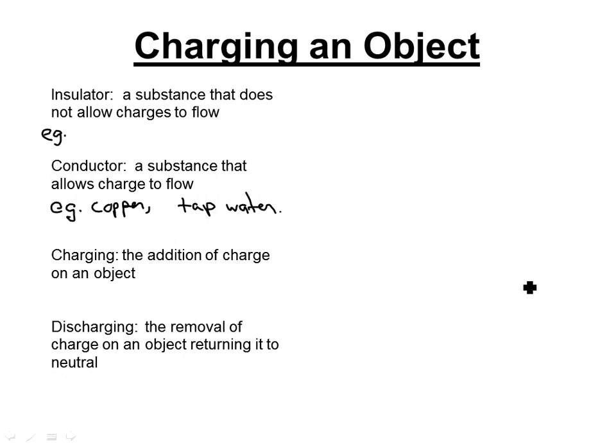Yep. Minerals. Minerals, if it comes out of the ground. And those minerals are usually charged. They usually have charges on them, and they can flow. That's why tap water is able to conduct. What else is in tap water?